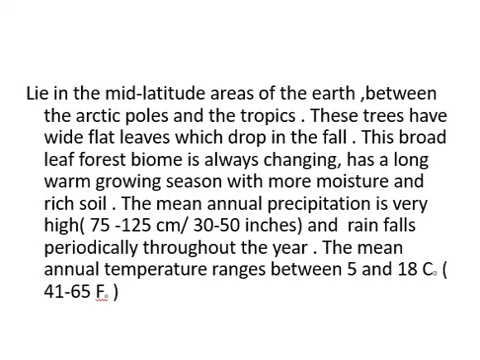So we see that these lie in the mid latitude areas of the earth between the Arctic poles and tropics. These trees have wide flat leaves which drop in the fall or winter season. This broadleaf forest biome is always changing, has a long warm growing season with more moisture and rich soil. The mean annual precipitation is very high, 75 to 125 centimeter or 30 to 50 inches, and rainfall occurs periodically throughout the year. The mean annual temperature ranges between 5 to 18 degrees centigrade, 41 to 65 degrees Fahrenheit in this ecosystem.